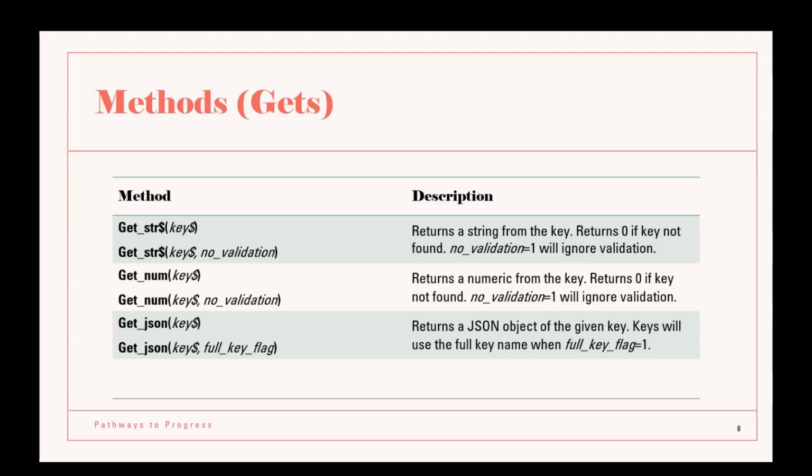Next, we have the getJSON function. This will allow you to retrieve an entire sub-object from your JSON data, and this will return a new object where the new keys have parent tags that are trimmed down to just the data that you need. This function does, however, come with a full key flag, which allows you to retain the full original key in case you need it.